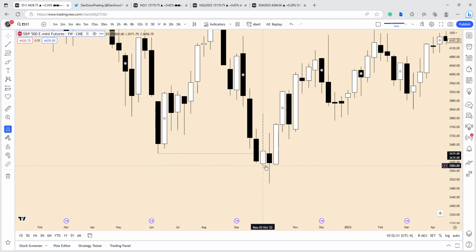Price takes out an old low. We have this last down close candle in here. Now, it's not the last down close candle alone which makes it a high probability order block. It's the fact that price takes out these sell stops beneath this old low.